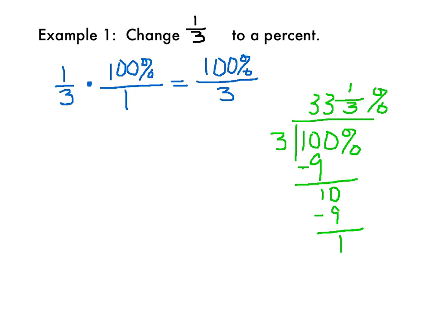Let's do a couple of examples. In example 1, we'll change 1/3 to a percent. Our fraction 1/3, we multiply times 100%, and our answer is 100% over 3. To simplify, this is a division problem, so we divide 100% by 3 and write our quotient as a mixed number. It's important to remember that some fractions convert to whole percents, such as 1/4 converting to 25%. Other fractions, such as 1/3, convert to percents with fractional components. Fractional percents can be expressed as a mixed number, such as 33 1/3, or as a decimal number, such as 12.5%.